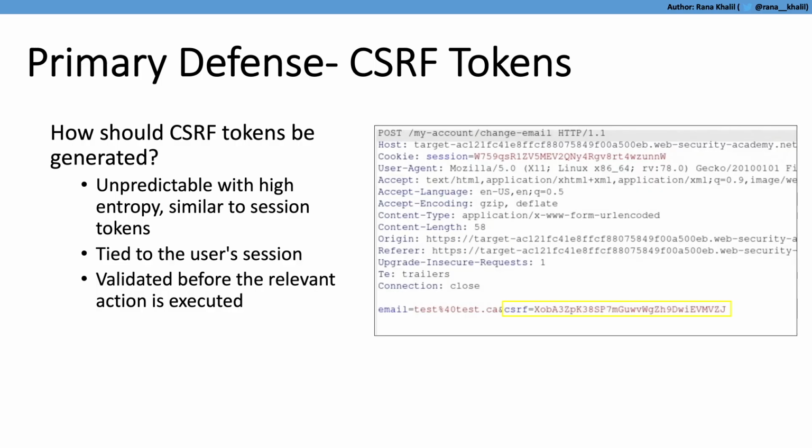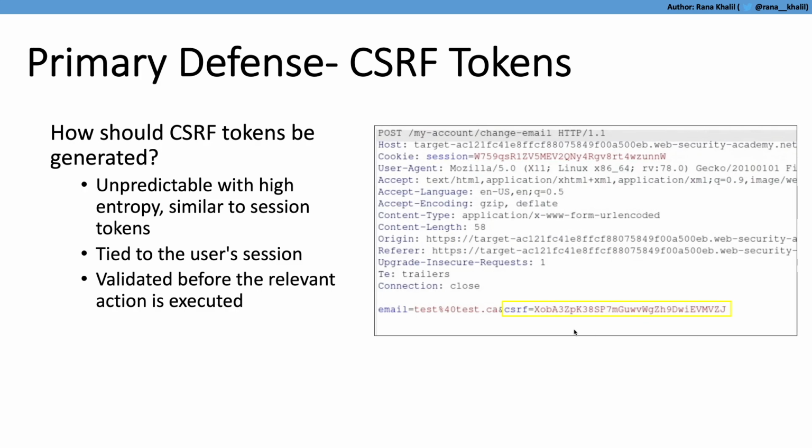Of course, in order for this to be a proper defense, it needs to be implemented correctly. So the things to consider when generating CSRF tokens are, one, they have to be unpredictable with high entropy, similar to session tokens. So essentially, they have to be a long, random string that is not easily guessable by an attacker, such as the one that you could see on the slides over here.